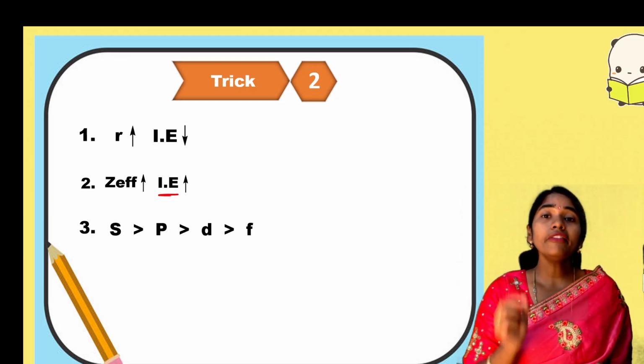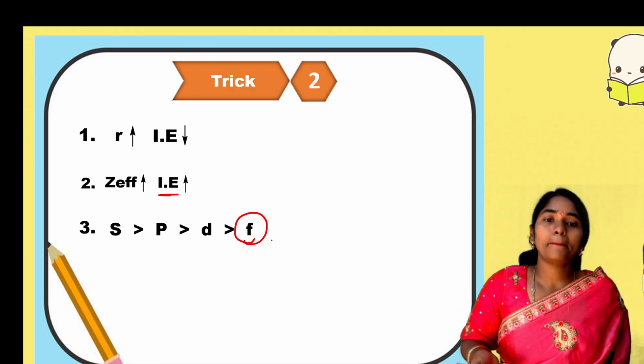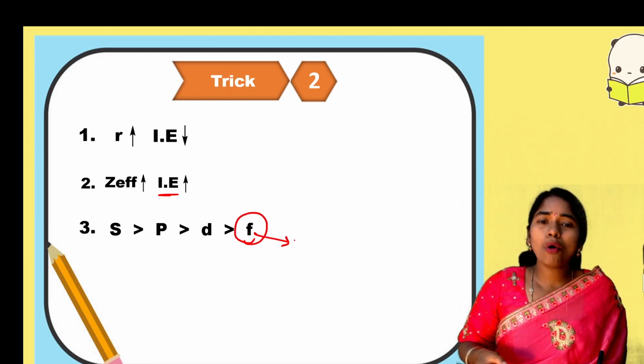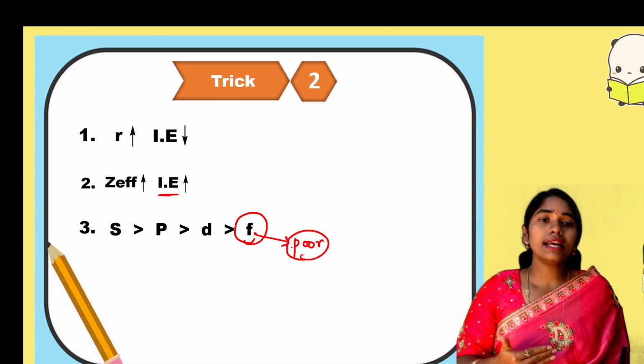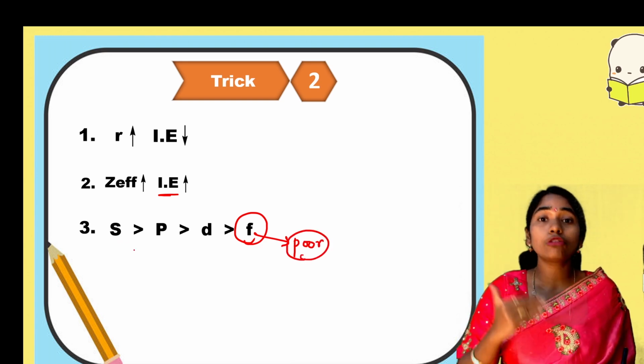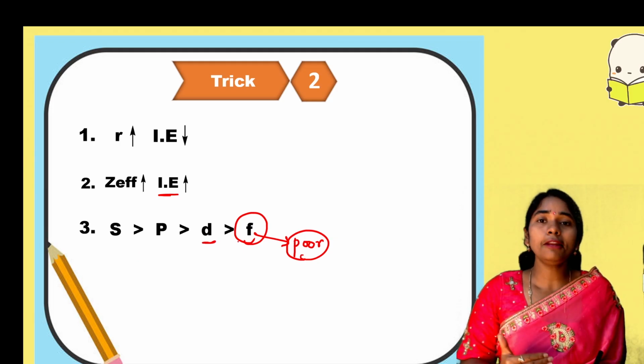And if the electrons are present in f orbitals, then what happens? F orbitals are poor screeners. They can't screen. See, this is the screening order: s orbital can screen properly, but d and f can't screen properly.